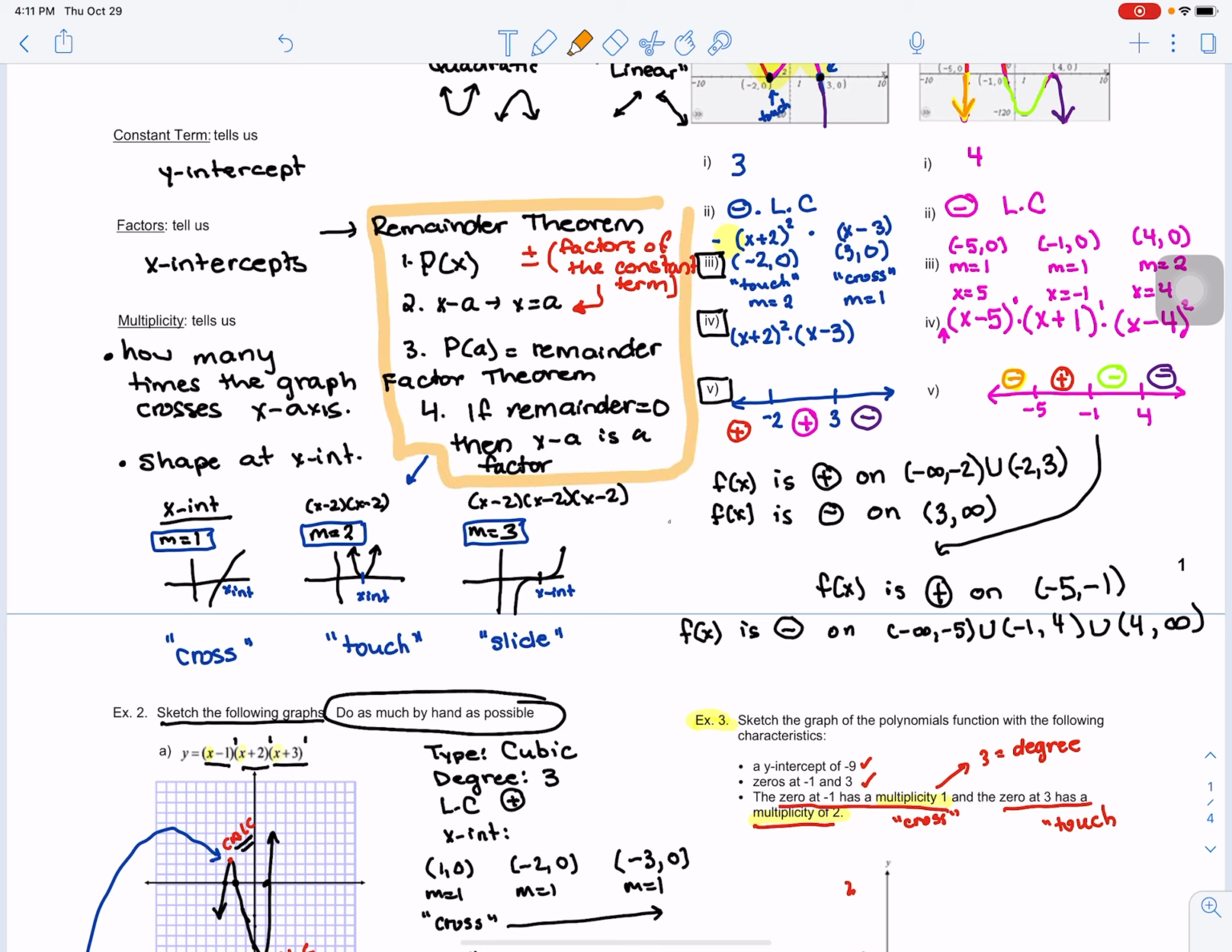Okay, this is all the stuff from last week. This is the new material we did with the synthetic division. So this is also the synthetic division stuff.